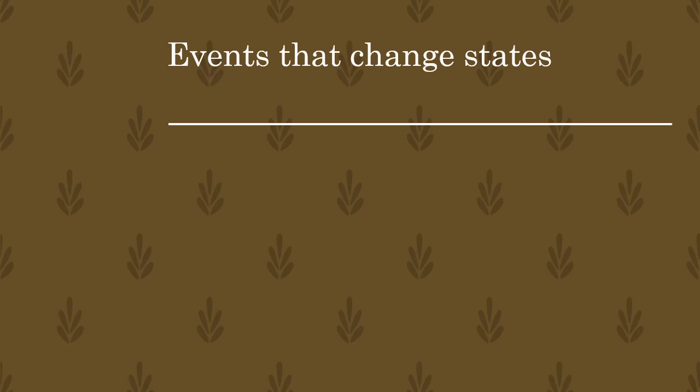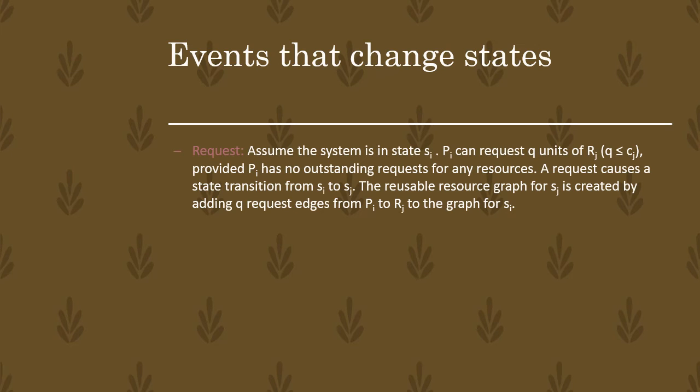Events that change states. Request. Assume the system is in state Si. Pi can request Q units of Rj. Q must be less than or equal to Cj, where Cj is the total number of instances of reusable resource Rj, provided Pi has no outstanding requests for any resources. Because if Pi has an outstanding request, then Pi must be blocked, and a blocked process cannot request anything.